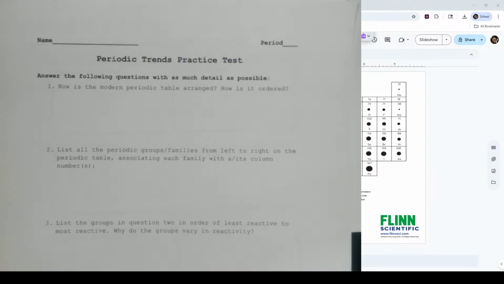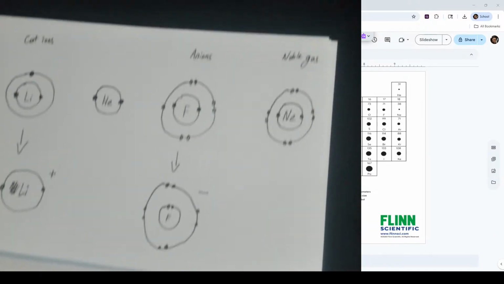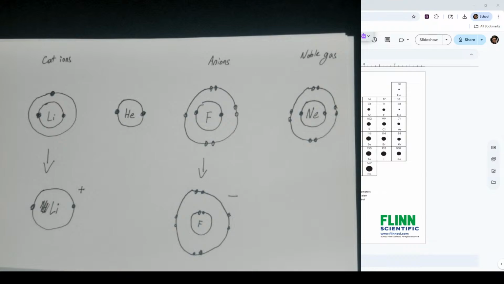And this should give you an idea of the questions you might have to be worrying about on the test. So, how is the modern periodic table arranged? How is it ordered? So we already addressed this. It's arranged in periods and ordered by atomic number. And we should know that atomic number is equal to the number of protons. And then the rows or the periods are organized by when we start loading the next electron shell. So since lithium and fluorine both have 2 shells, they'd be on the same row.